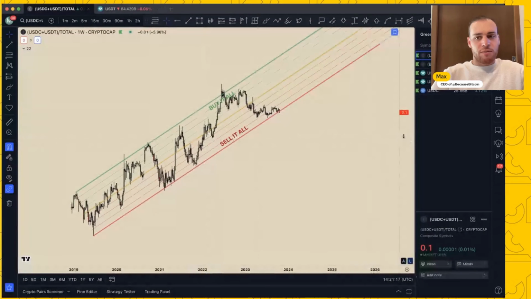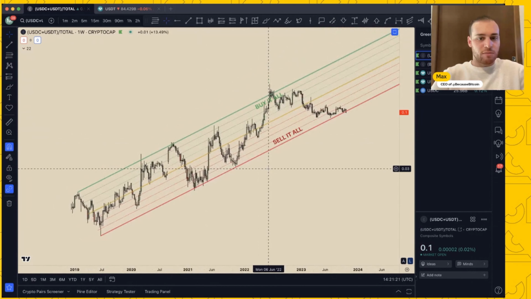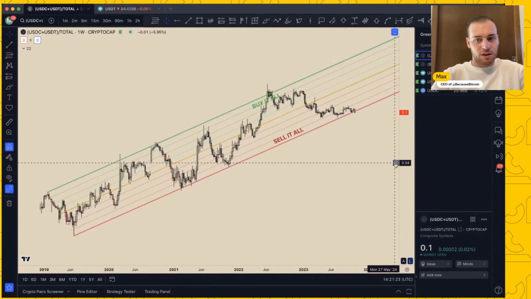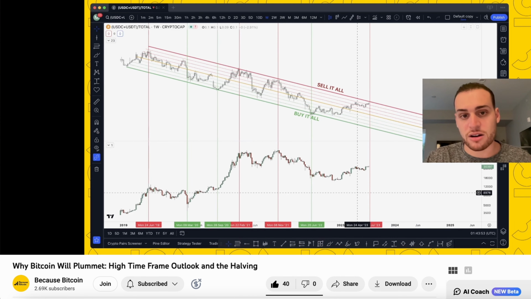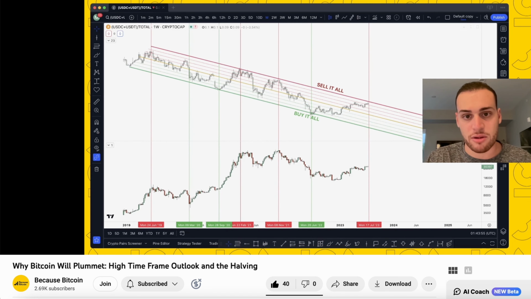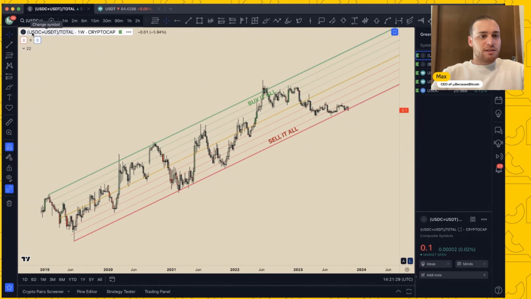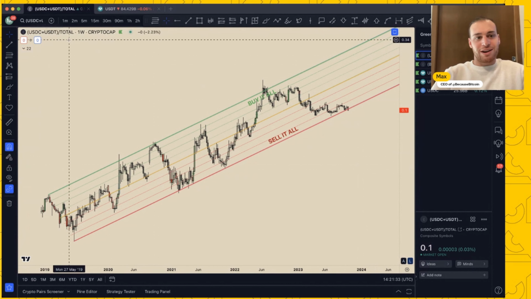You guys might be familiar with this one. We've talked about this before. So maybe you've seen this on my Twitter or you watched the previous video. If not, we can maybe include a little pop-up of it. But basically it's USDC and USDT as a ratio against the total crypto market cap.